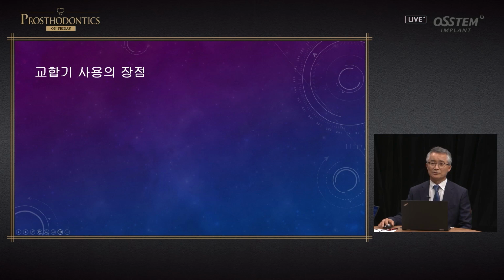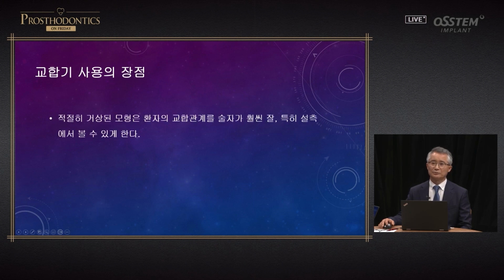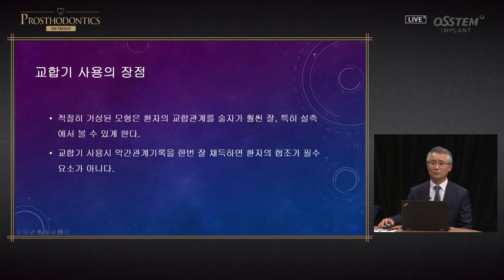What are the advantages of use of articulators? On the internet, it's written like this. Adequately articulated models allow the dentist to see the patient's occlusal relationship much more clearly, especially from the lingual side. When using an articulator, once a proper occlusal record is obtained, patient cooperation is not essential. We can do a good job even without the patient. Patient chair time can be reduced, and we can do it when patient's not there.